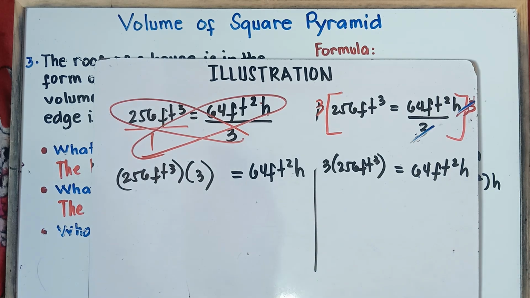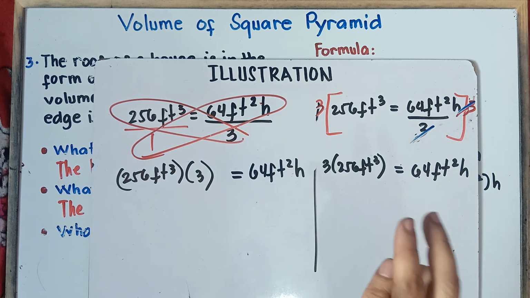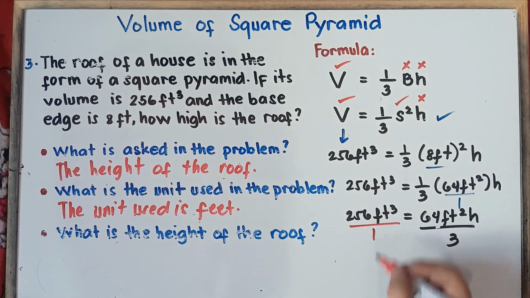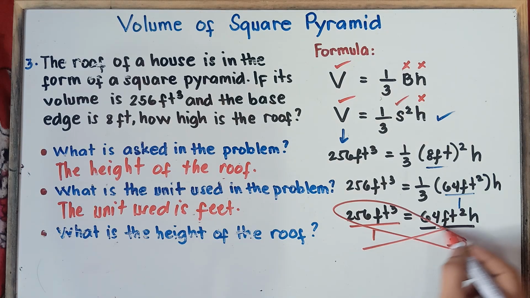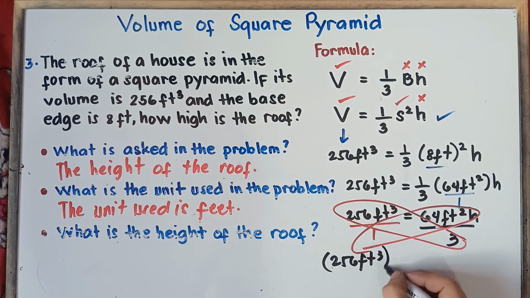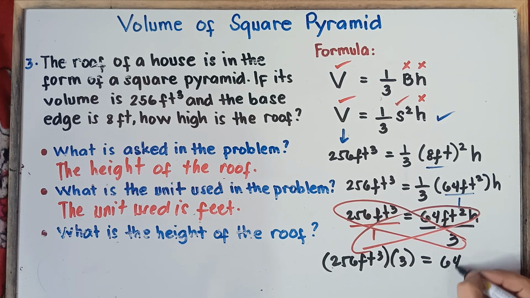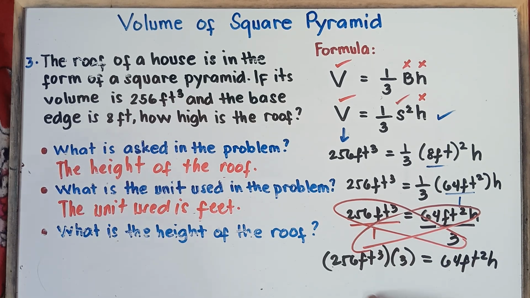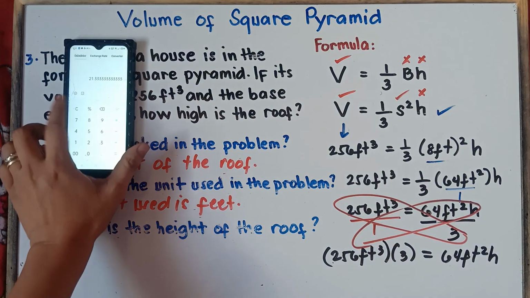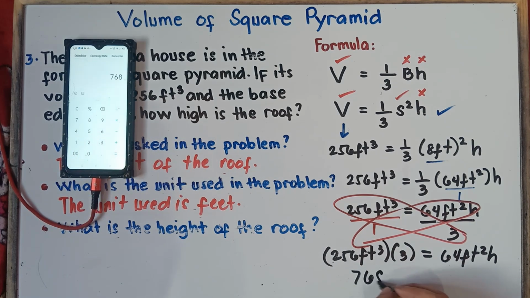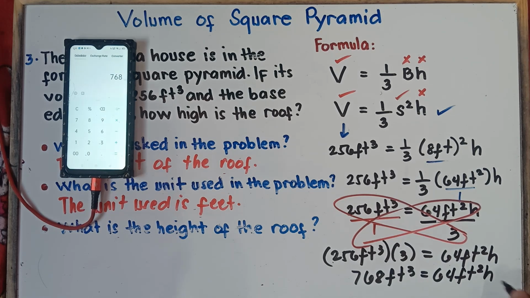So it's up to you, class, which do you prefer. You can use the cross multiplication or you can apply the properties of equality. Alright, so let's have the cross multiplication, class. Let's cross multiply. So understood that there's one here. So simply cross multiply. So this will be 256 cubic feet times 3 equals 64 feet squared h. So simply copy, class, because 64 feet square h times 1, simply copy. And then simply multiply this one, use your calculator. So this will be 256 times 3. The answer is 768. And then copy the units, cubic feet, equals, copy this one, 64 feet squared, then h.